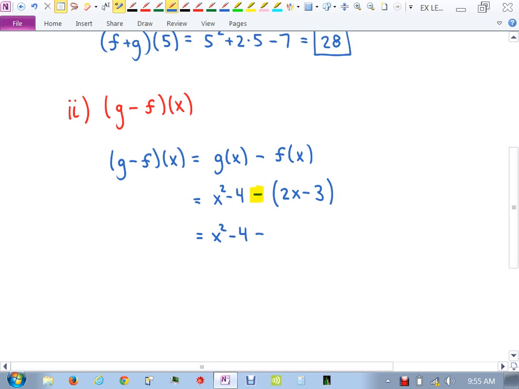So it'll be minus 2x, then what? Plus 3. Okay, don't be the one that makes that mistake on the test. Be very careful with that.